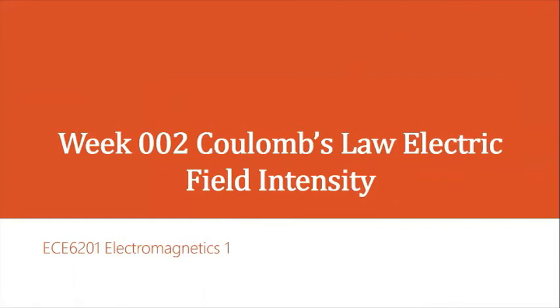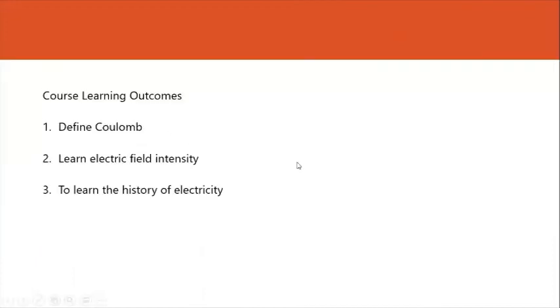Good afternoon. Today's course learning outcomes: we will define the history, definition, and introduction of Coulomb's law. Then we'll also learn the electric field intensity principle and discussion. Then we'll also learn the history of electricity. Okay, that is today's course learning outcome.